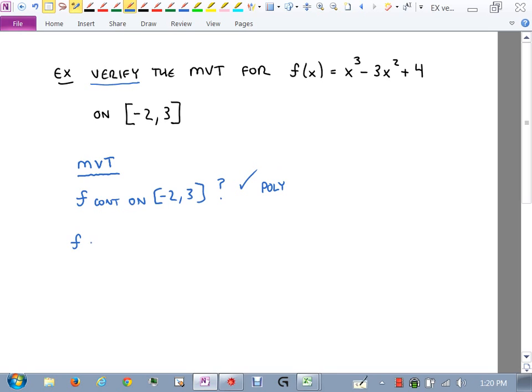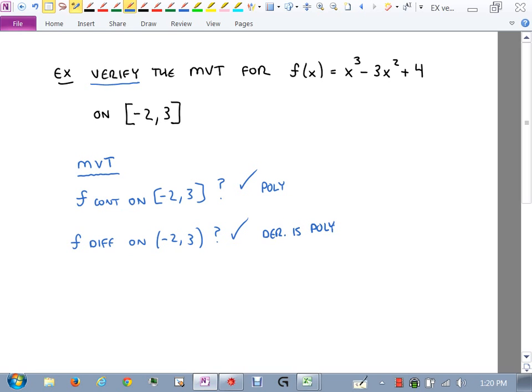All right, is f differentiable on the interior of the interval -2, 3? Yes, because what's the derivative of that? 3x squared, and so on. It's a polynomial also, right? It's well-behaved. Polynomials are really nice to work with. I should say the derivative is a polynomial, so therefore it's differentiable because the derivative is nice. And that's all you need for the mean value theorem to hold up.